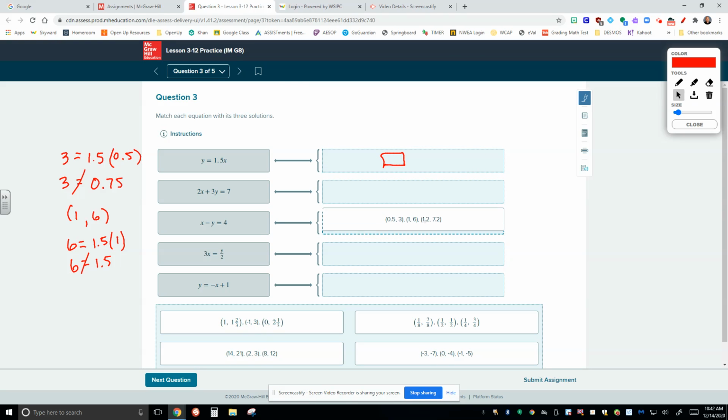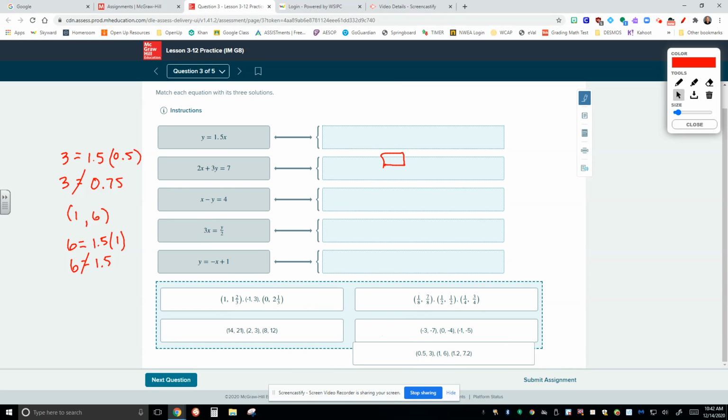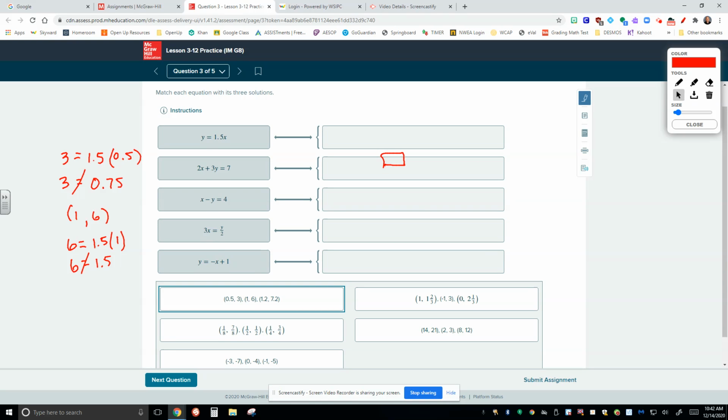So simply guessing that these are the solutions here doesn't work. I could sit there and guess all day long, but that's going to take a lot of time. Instead, what I would do is take these ordered pairs, just like what I did, and test a couple of them to make sure that they actually work for the situation.